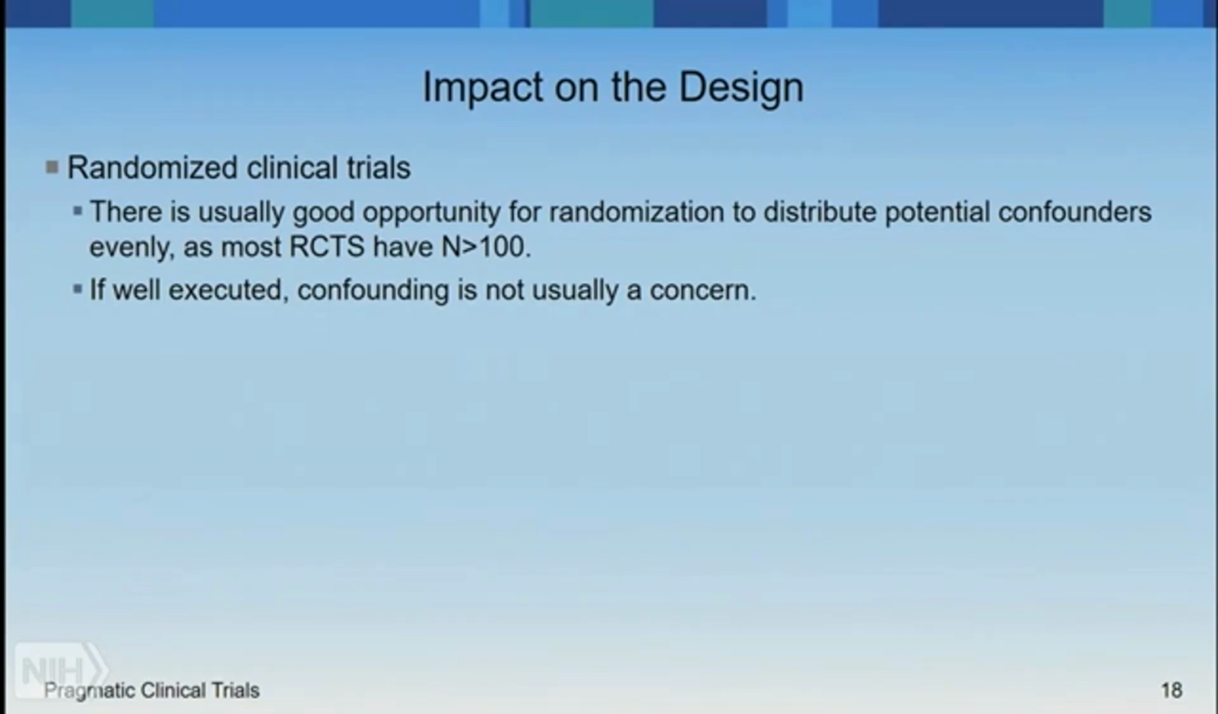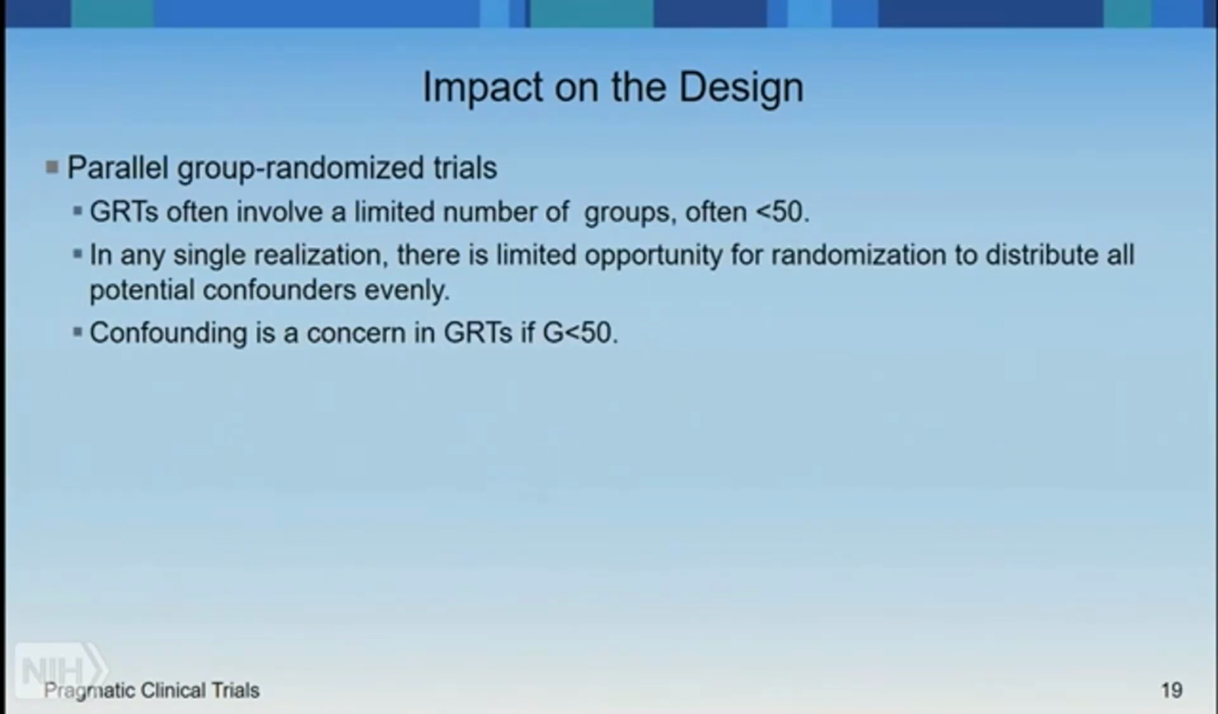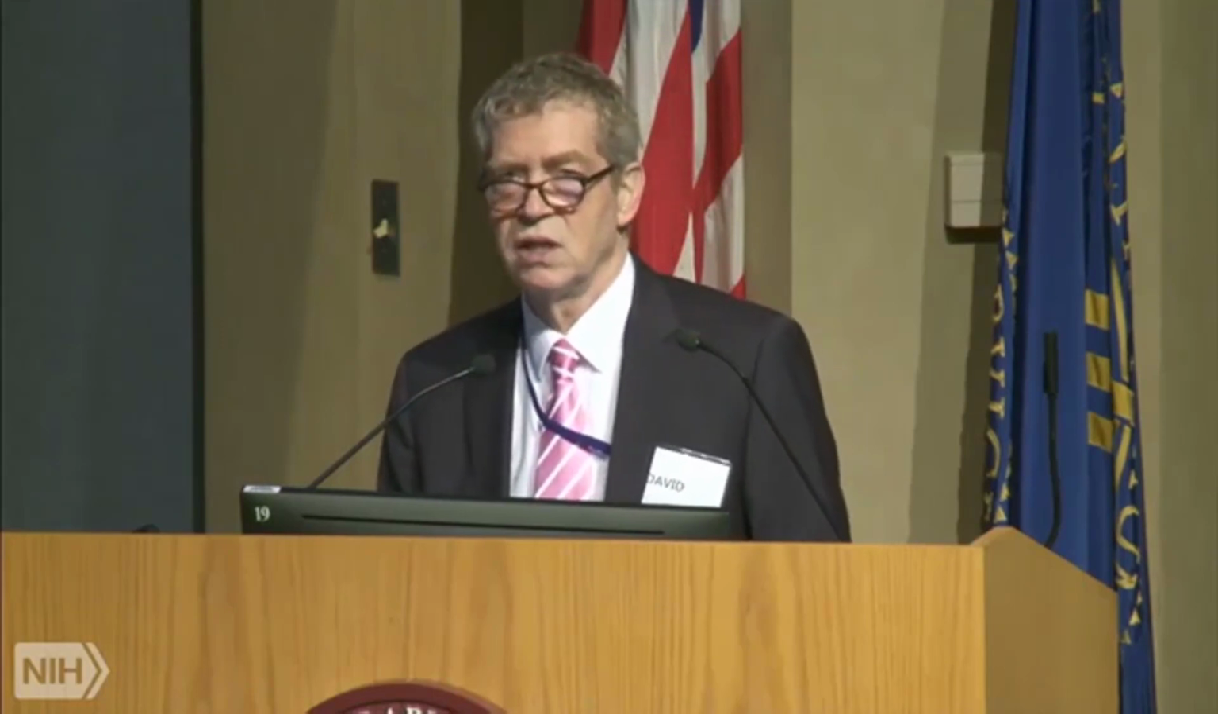With randomized clinical trials, there's good opportunity for randomization to distribute potential confounders, so it's usually not a concern, especially in larger randomized clinical trials where there's no interaction post-randomization. In IRGTs, these tend to be smaller. There may be less opportunity for randomization to have the desired effect, so confounding may be more of a concern. In parallel group randomized trials, we often have a limited number of groups that we're randomizing. 10 years ago, I would have said usually less than 25. Now I'm going to revise that number and say, well, it's usually less than 50.